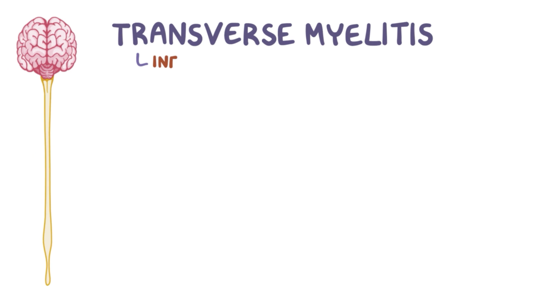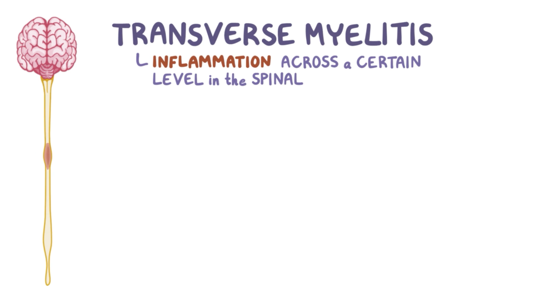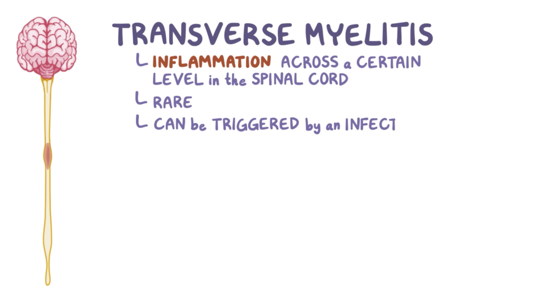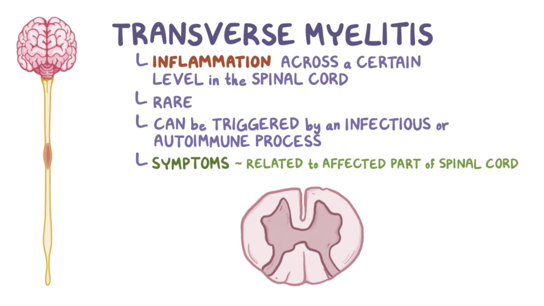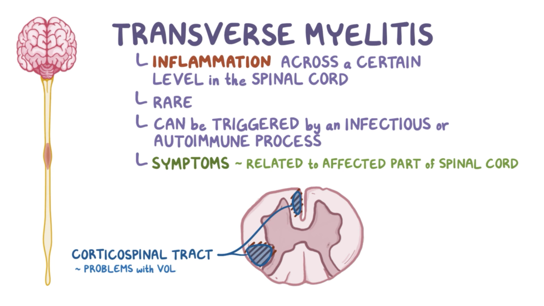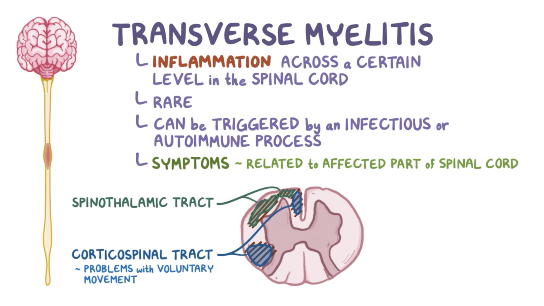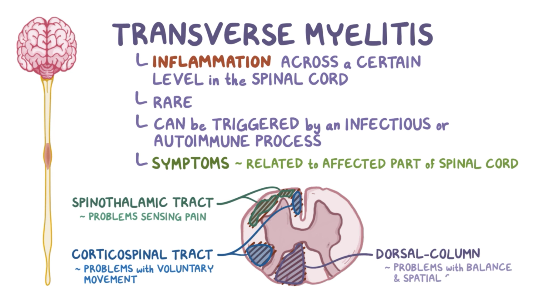Alright, as a quick recap. Transverse myelitis is inflammation across a certain level in the spinal cord. It's a rare disease which can be triggered by an infectious or autoimmune process. The symptoms are related to the affected part of the spinal cord. When the corticospinal tract is affected, a person will have problems with voluntary movement. And when the spinothalamic tract is damaged, a person will have problems sensing pain. Lastly, if the dorsal column pathway is damaged, a person will have a problem with balance and spatial orientation.